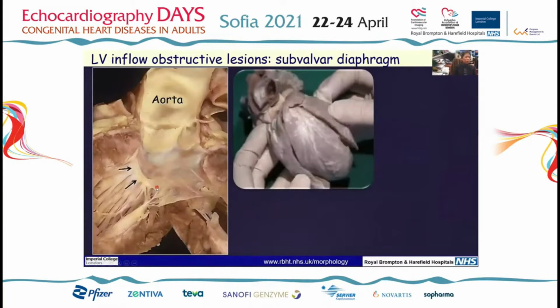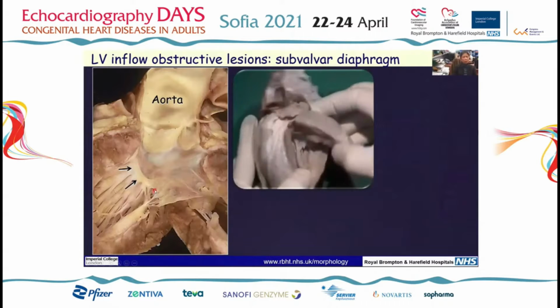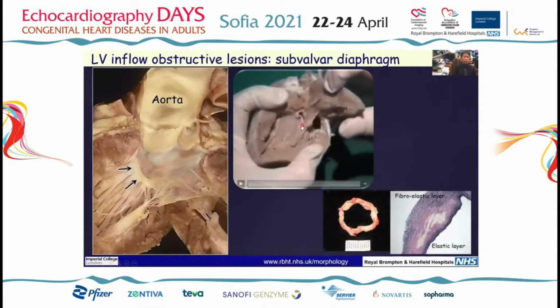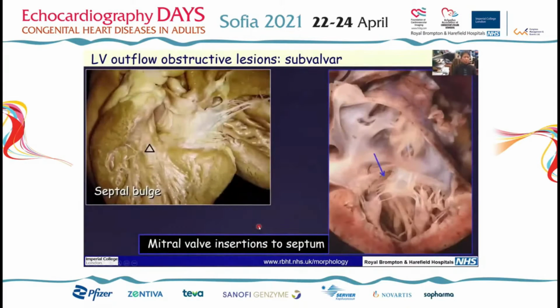In this example, we see a ridge here on the septal side, and in this heart, we see the ridge extending like a diaphragm all round, so a circumferential ridge or diaphragm. And this is surgical excision, showing the composition of fibroelastic tissue making up this membrane. Further subvalvular obstructive lesions, such as this one, a septal bulge, or in this case, chordal insertions directly across to the ventricular septum, whereas the mitral valve normally does not have chordal insertions to the septum.